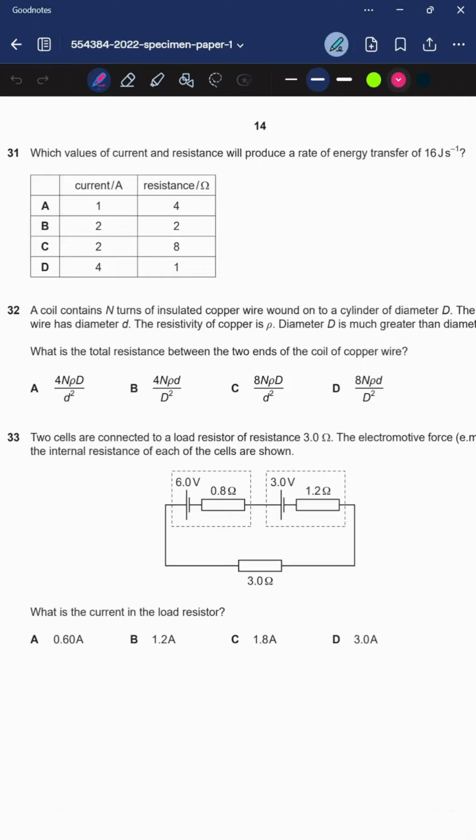Which values of current and resistance will produce a rate of energy transfer of 16 joules per second? Alright, so we need to figure out the values of resistance and current so that the energy transfer.